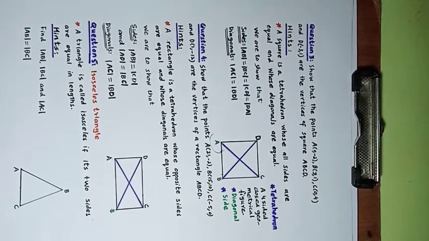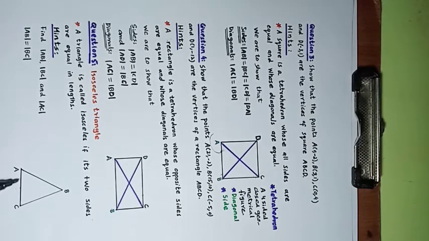In the end of the second video, we have solved question number 6. Now we come to question number 5. This question is about isosceles triangle. Dear student, you first know the definition of an isosceles triangle. It is that triangle whose two sides are equal in length.